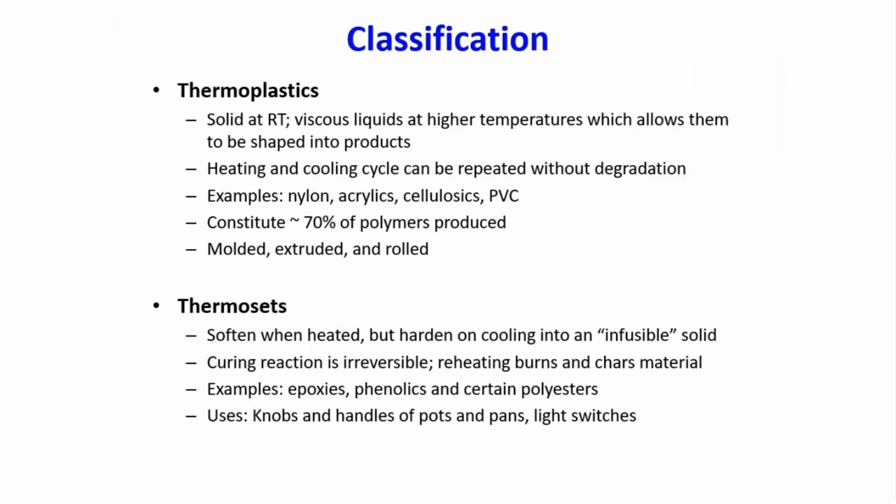On the other hand, thermosets are softened when they are heated, but hardened when they are cooled into an infusible solid. You cannot melt it back again. They get cured, and this curing is basically irreversible. Reheating can burn and char the material. Examples are epoxy, phenolics, and certain polyesters. They are used as the knobs and handles of pots and pans and light switches.